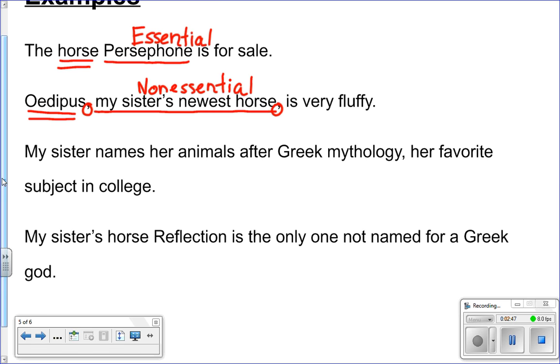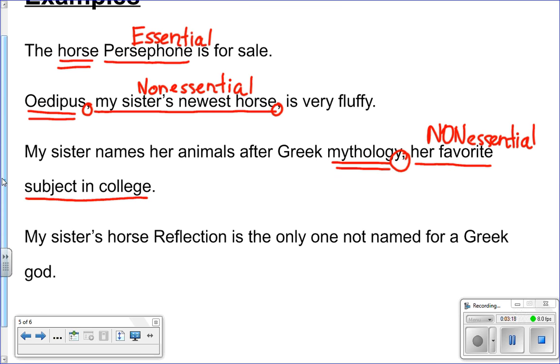In the third sentence, my sister names her animals after Greek mythology, her favorite subject in college. We have a comma to help us identify the appositive phrase in the sentence. Her favorite subject in college identifies mythology. Because there's a comma, this is a non-essential appositive. Mythology is more specific than just saying her favorite subject. We don't know what her favorite subject is, so mythology is more specific.